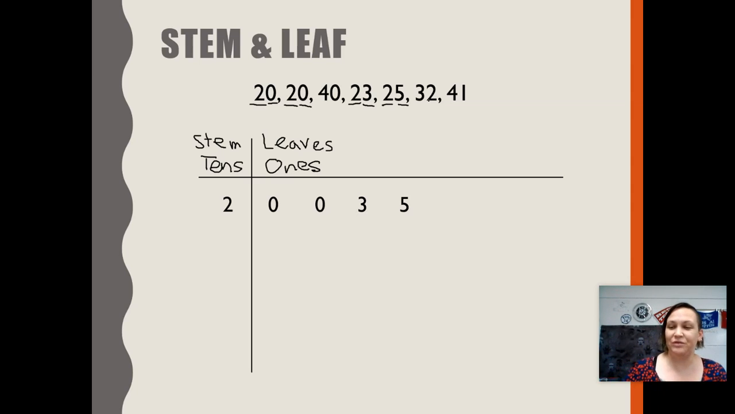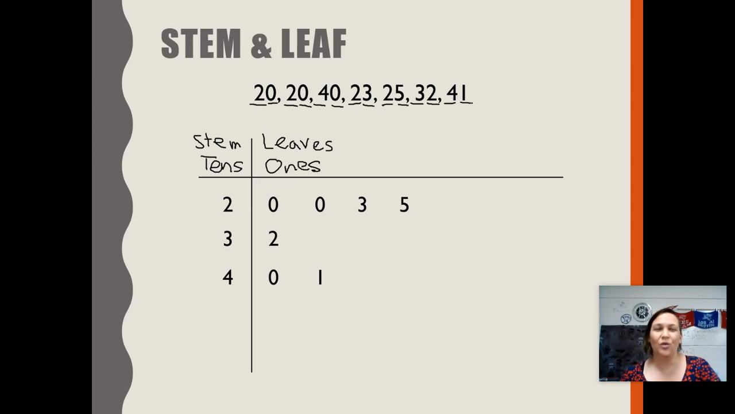So next I'm going to move up to my 30s. So I'm going to put a 3 for the stem. That's my tens place. And the only number I have in the 30s is 32. So I have a 3 in the stem, and then I'll put a 2 in the leaves. Moving up, next I can do my 40s. I put a 4 for the stem, and then we have a 0 for the leaf. And then over here, also from the stem of 4, we have a 1 for the leaf.